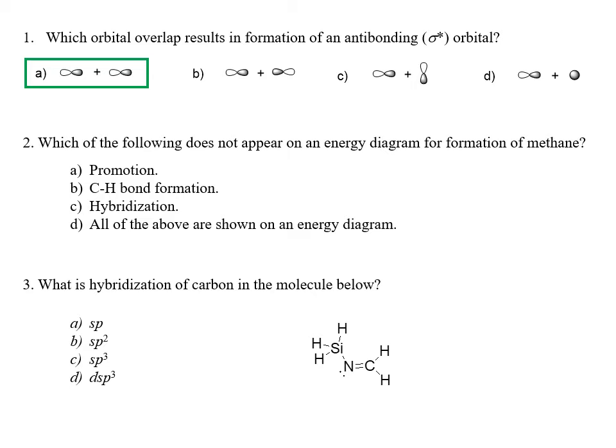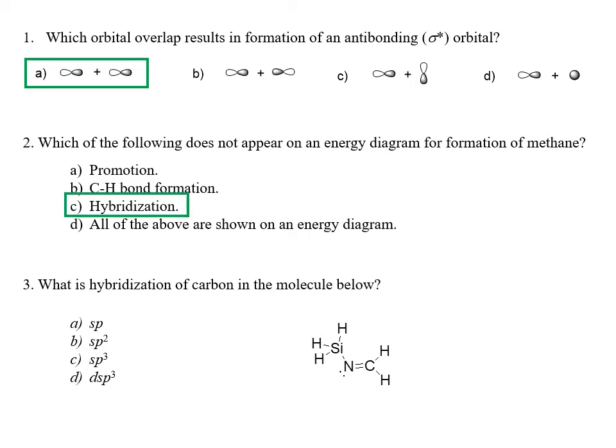Next question, which of the following does not appear on an energy diagram for formation of methane? Only physical processes will appear on energy diagram because physical processes involve change in energy. So promotion requires energy for promotion of electron from S sublevel to P sublevel. Also CH bond formation involves release of a large amount of energy, so that's also going to appear on energy diagram.